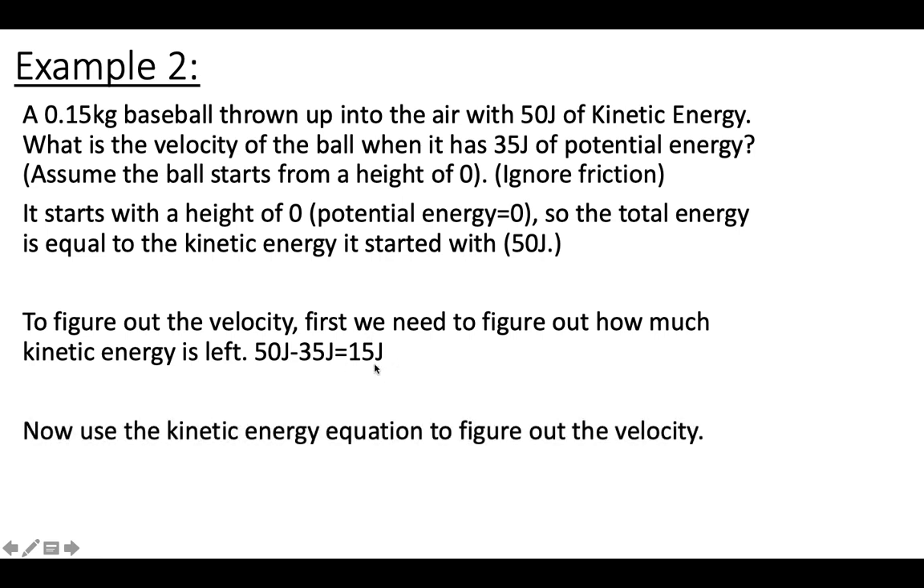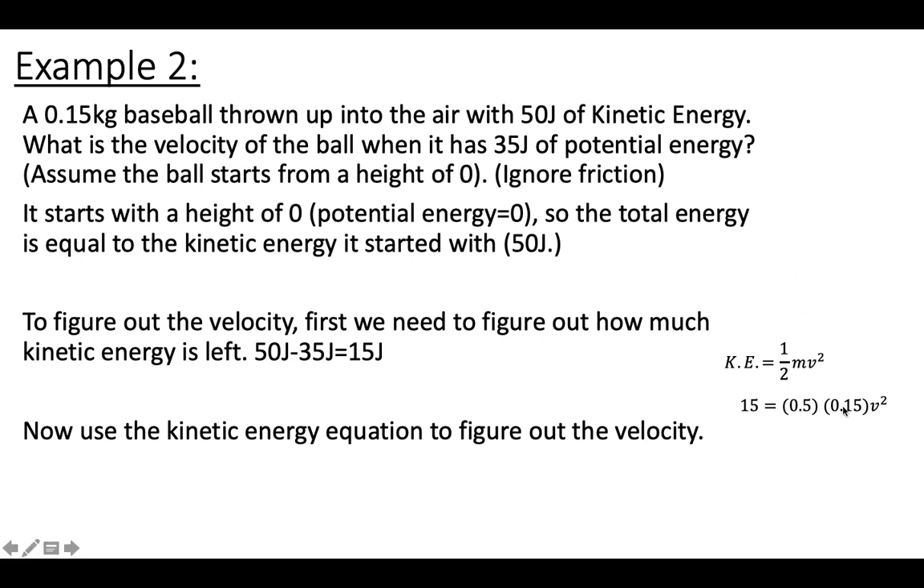So now that we know how much kinetic energy it has when it's up in the air, we just need the kinetic energy equation to figure out the velocity. And here's that kinetic energy equation again: KE equals 1/2 mv squared. Then we're just going to plug in all the numbers that we got. For the energy, we're going to use the 15, because it had 50 to start with, but now we've only got 15 left. 35 went to potential. And then, as usual, I changed my 1/2 to a 0.5. It's just easier to deal with on the calculator that way.